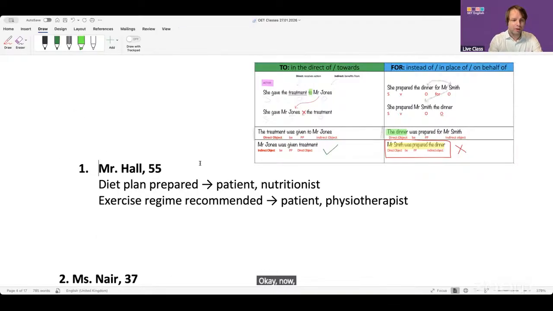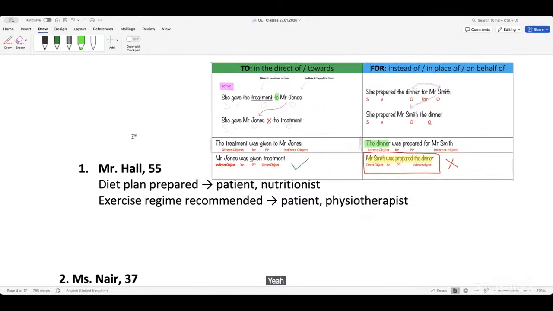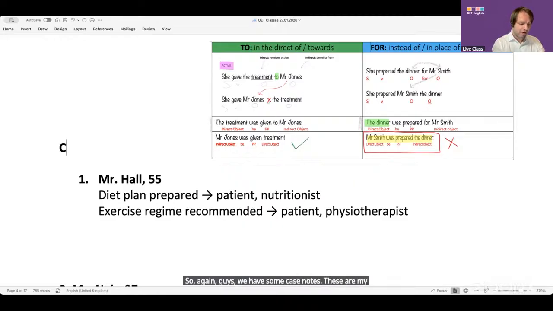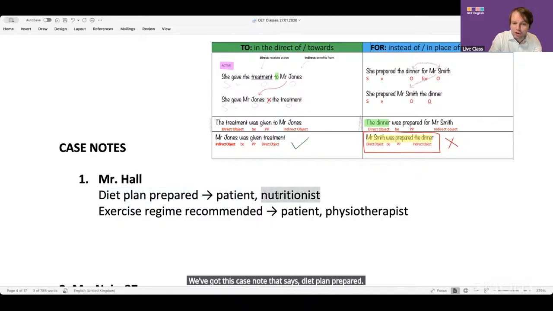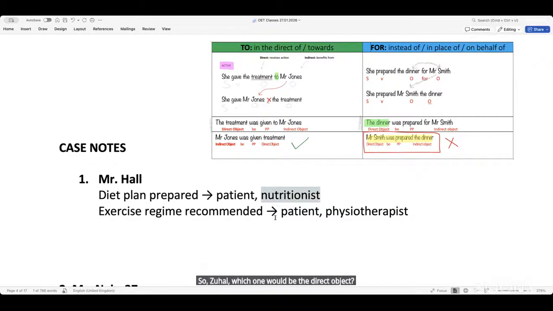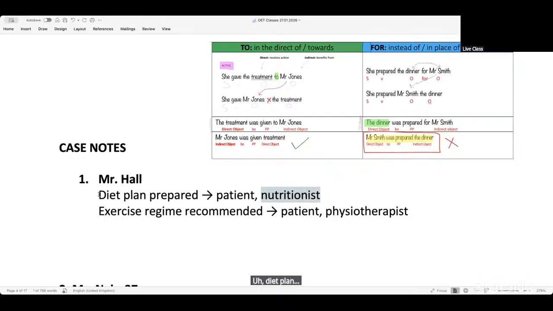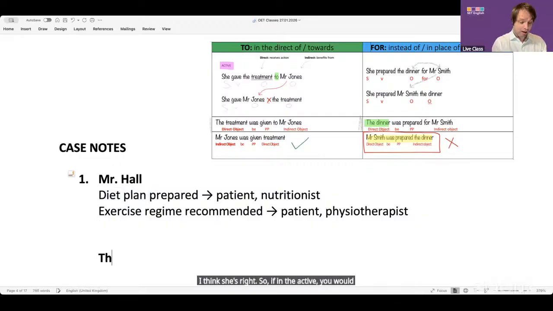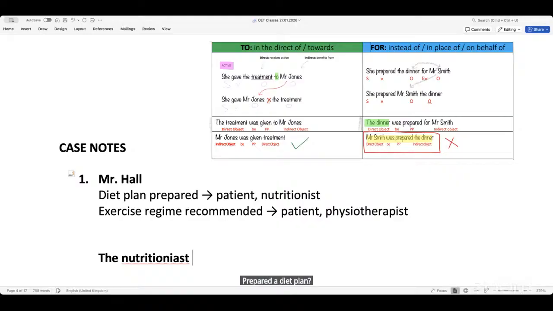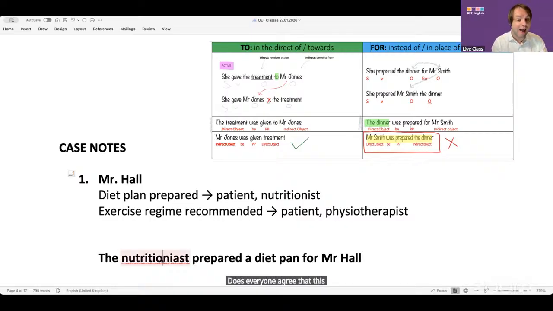Now, Zuhal, we'll start with you if it's all right. So again, guys, we have some case notes. These are my very simple case notes. It's Mr. Hall, okay? And we've got this case note that says diet plan prepared, patient nutritionist. So Zuhal, which one would be the direct object? Diet plan. Is that the direct object, guys? Yes, I think she's right. So in the active, you would say the nutritionist prepared a diet plan for Mr. Hall.